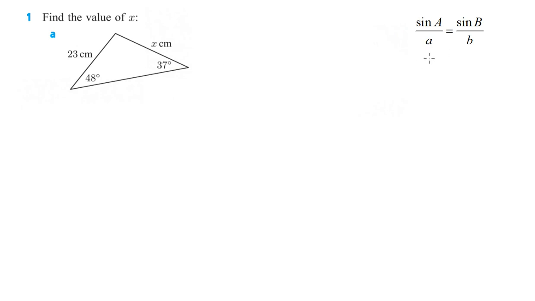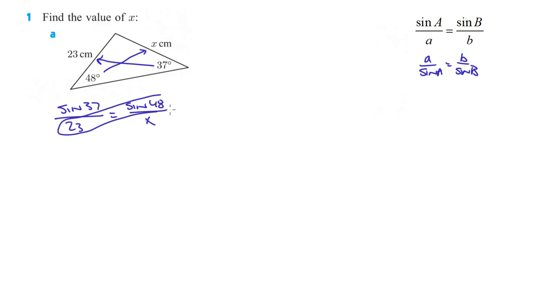And actually, just so you know, you can set this up as A over sine A equals B over sine B as well. It works just the same because it's a ratio. So anyway, if we stick with what we have here, these two go together and these two go together. So we can do, say, sine 37 is to 23 as sine 48 is to x. Okay, and then we just cross multiply. So we would get 23 sine 48 with these two, and that's going to equal x times sine 37.